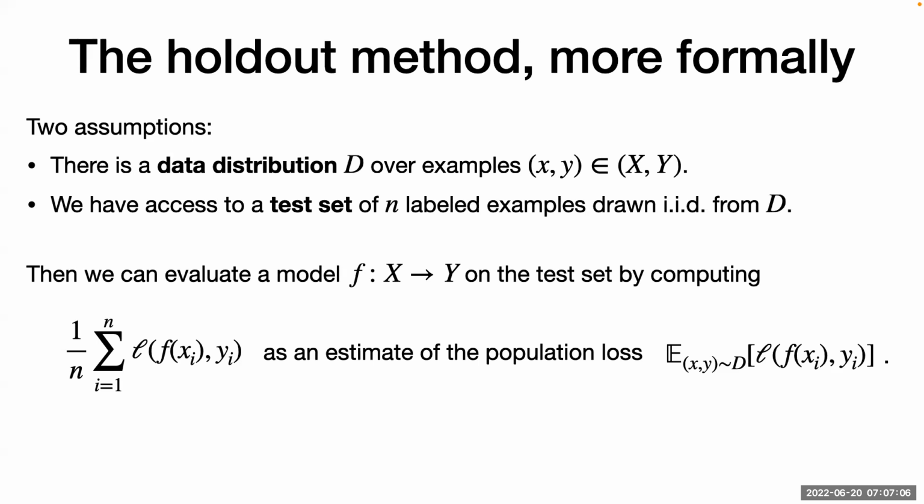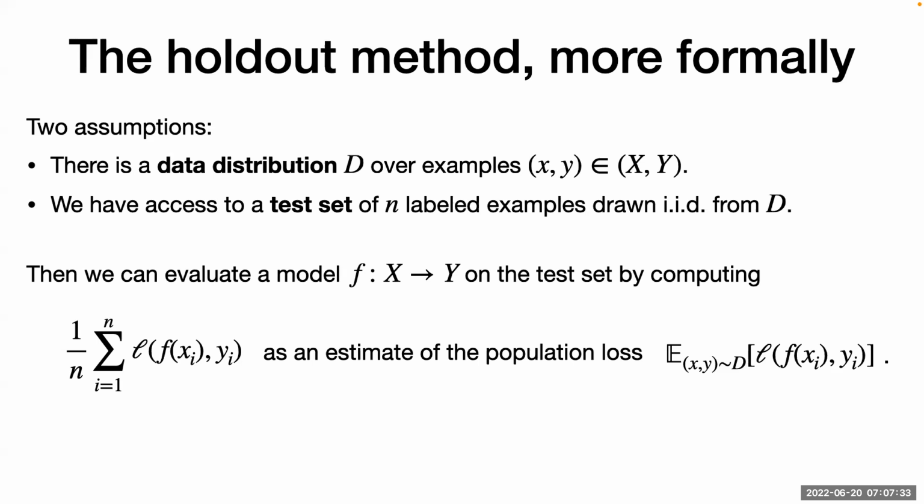And then we can evaluate our model just by forming the sample average of the loss that the model achieves on the test set. And then if our test set is large enough, we know that this is going to be a good estimate of the population loss. So this is what we're actually after: this expectation, with x, y drawn from the distribution, of the loss the model achieves on the distribution. Okay, this is all really nice mathematically, lots of nice theory for this.